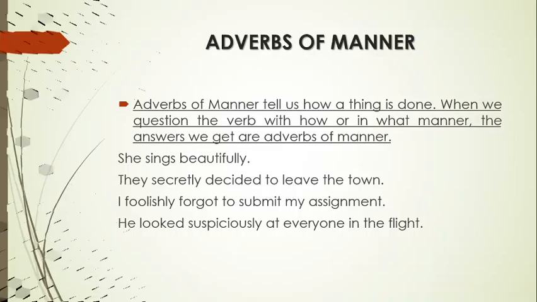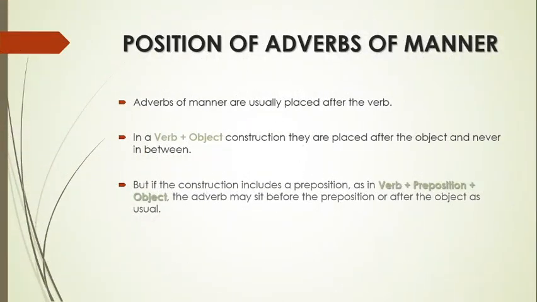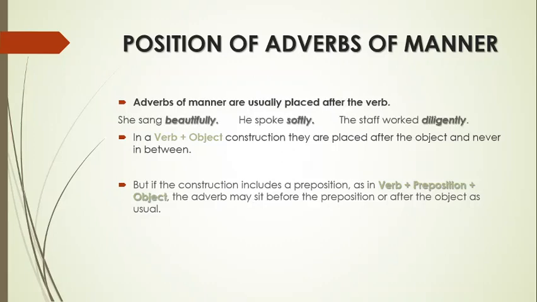Now let's talk about the position. That is, where do we place these adverbs in a sentence? First of all, adverbs of manner are usually placed after the verb. She sang beautifully. He spoke softly. The staff worked diligently. So you see, she, subject, sang, verb, and then we are writing beautifully. Similarly, spoke is the verb and after that softly is coming. Worked is the verb and then we are adding diligently.